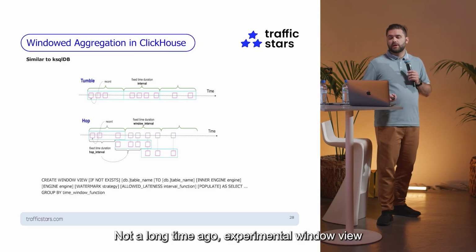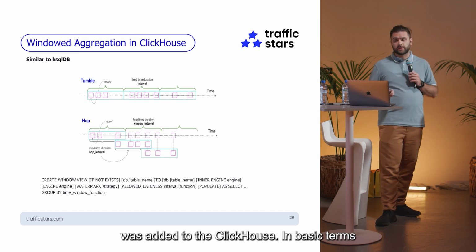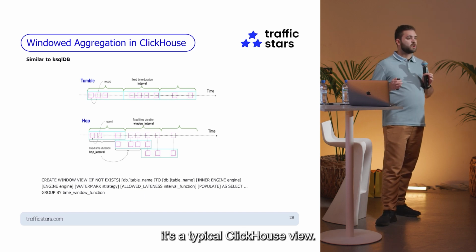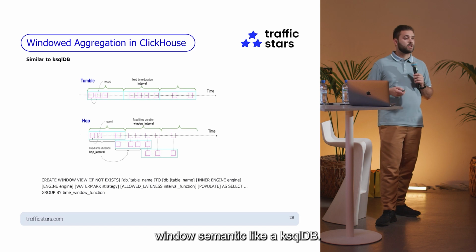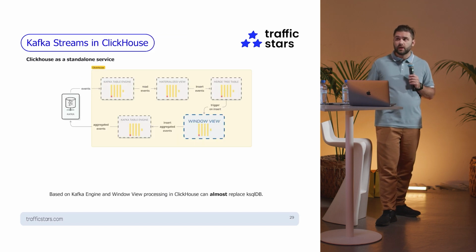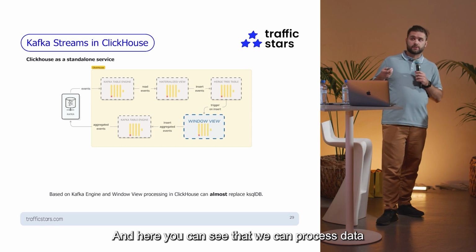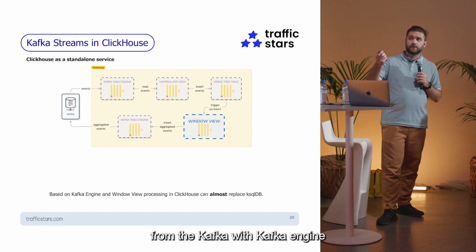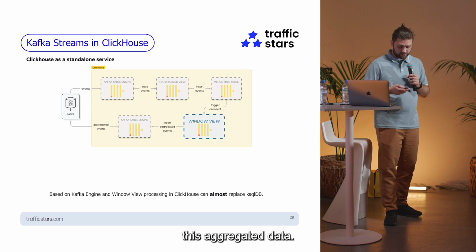Not a long time ago, experimental window view was added to ClickHouse. In basic terms, it's a typical ClickHouse view, but with support for tumbling and hopping window semantics, like ksqlDB. And here you can see that we can process data from Kafka with the Kafka engine, aggregate with the window view, and store back this aggregated data.